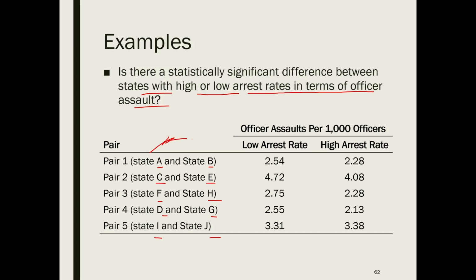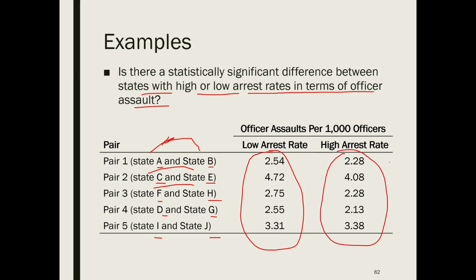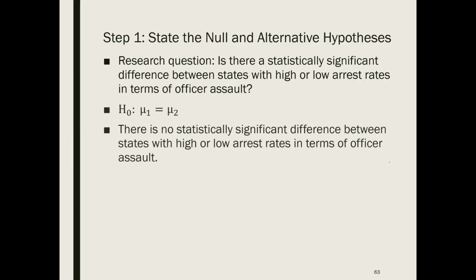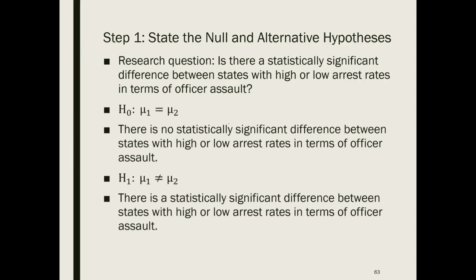Now we match state A and B, C and E, F and H based on something, maybe the population, maybe the economic status, but this is just an example. We match them. So what we have here is pair 1, pair 2, 3, 4, 5, and the higher arrest rate like here. Again, the research question is this, and the null hypothesis will be: there is no difference between the states with high or low arrest rate in terms of officer assault. There's no difference. It's always mu1 equals mu2 in the null hypothesis in a t-test, whatever the t-test is.